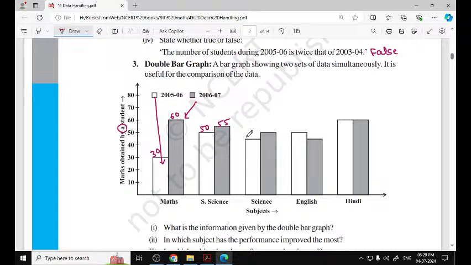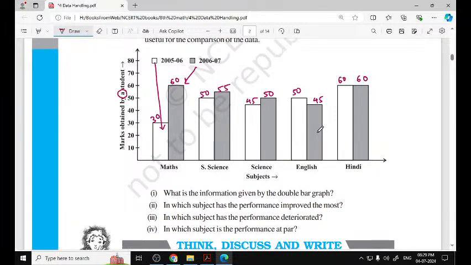In science, marks are 45 and 50. Here marks are 50 and in the next year it is approximately 45. Here marks are 60 and 60. No improvement is there. So the difference between marks is greatest for subject maths, because this difference is 30, so improvement in maths is the most.